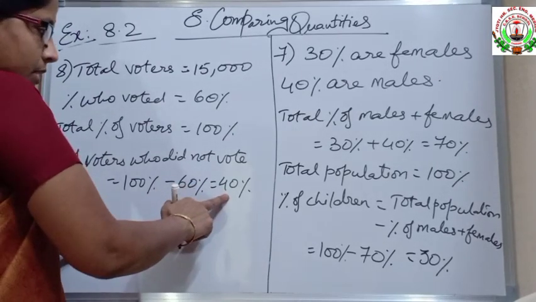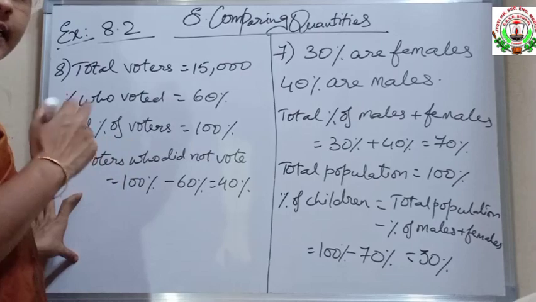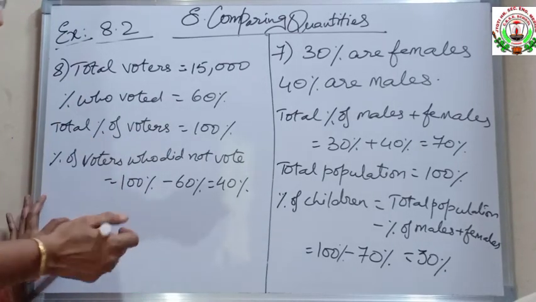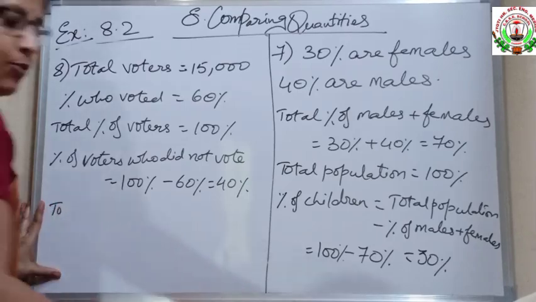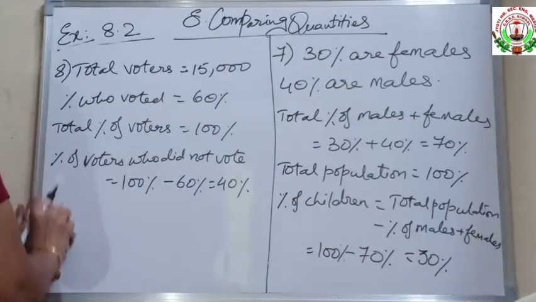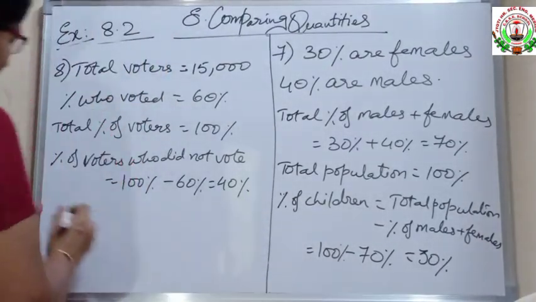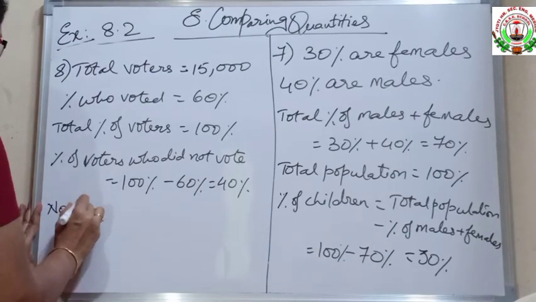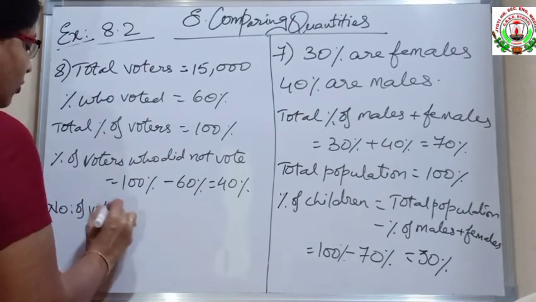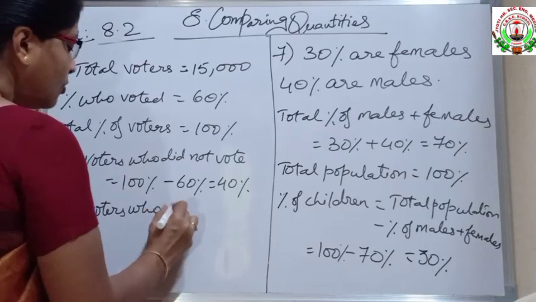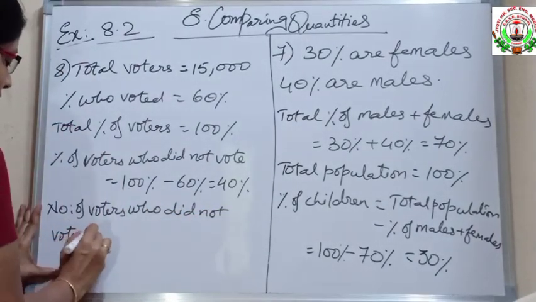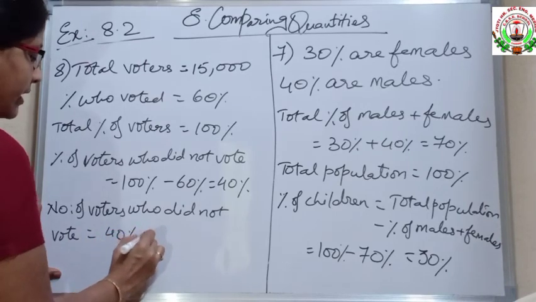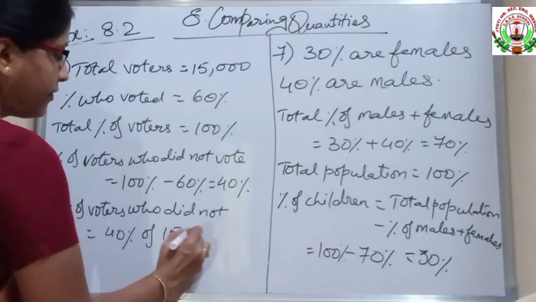Now this 40% of voters we have to tell in number also. So the number of voters who did not vote will be 40% of this 15,000.